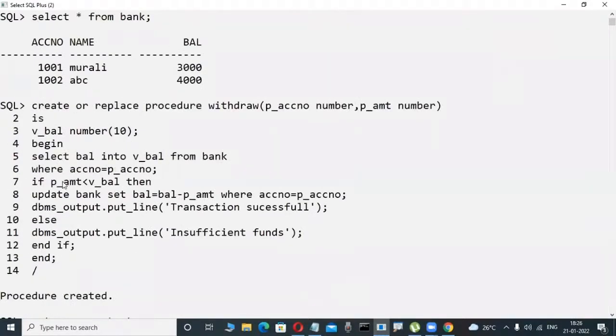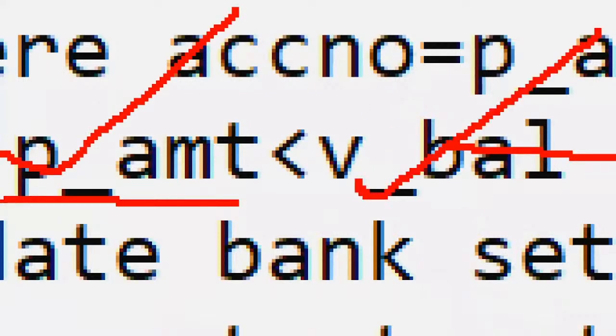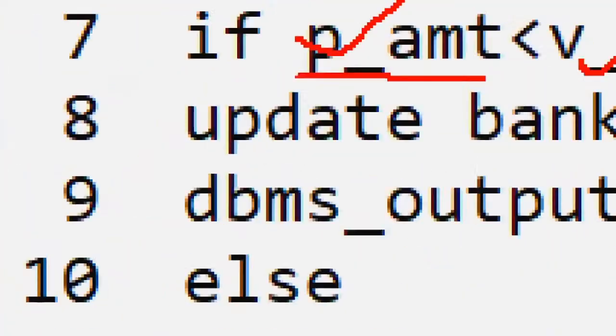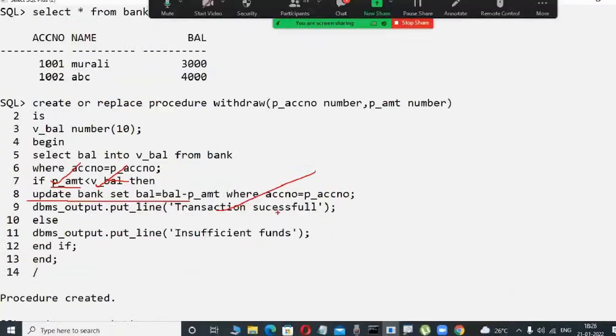Whenever your passed amount, 2,000, is less than the available balance, in this case 3,000, I am updating only the bank table. Updating means modifying that one. Then the transaction is successful. Now, really correct.